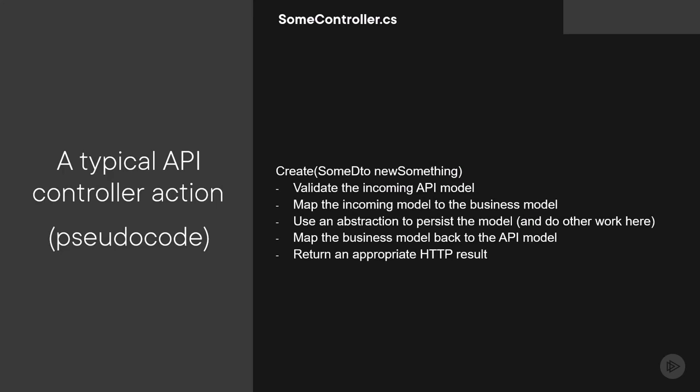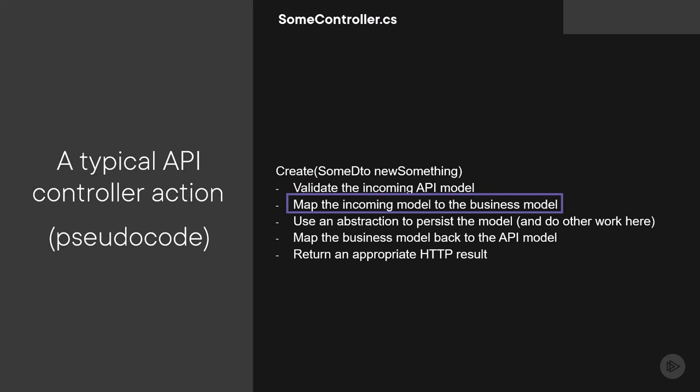Let's talk for a moment about how most API action methods are structured. In most web APIs that deal with data, the basic working parts of any given endpoint that modifies that data is going to look something like what you see here. First, there's some incoming model, and that model should be validated. Fortunately, we get this for free if we're using the API controller attribute.